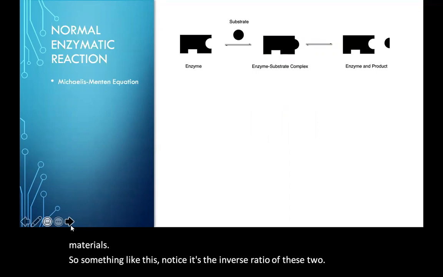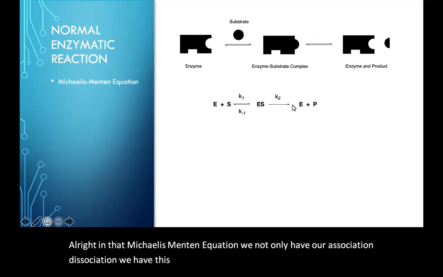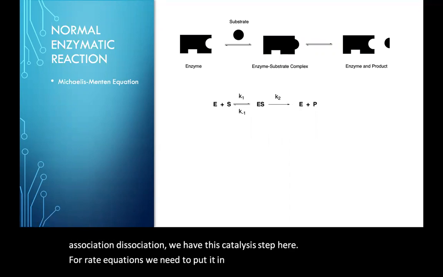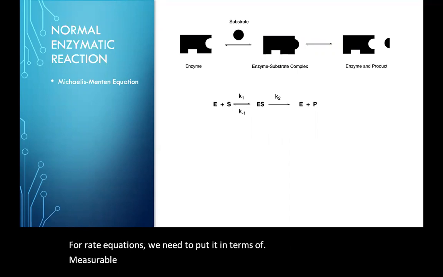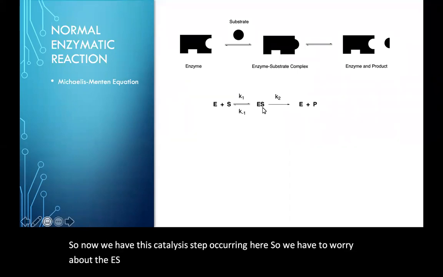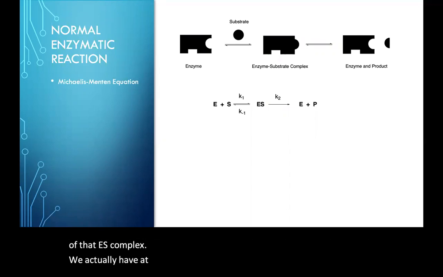All right, in that Michaelis-Menten equation, we not only have our association-dissociation, we have this catalysis step here. For rate equations, we need to put it in terms of measurable quantities. So in other words, we have this catalysis step occurring here, so we have to worry about the ES complex. Unfortunately, we don't know how much of that ES complex we actually have at any one time. Well, Michaelis and Menten simplified. They did some heavy lifting for us.